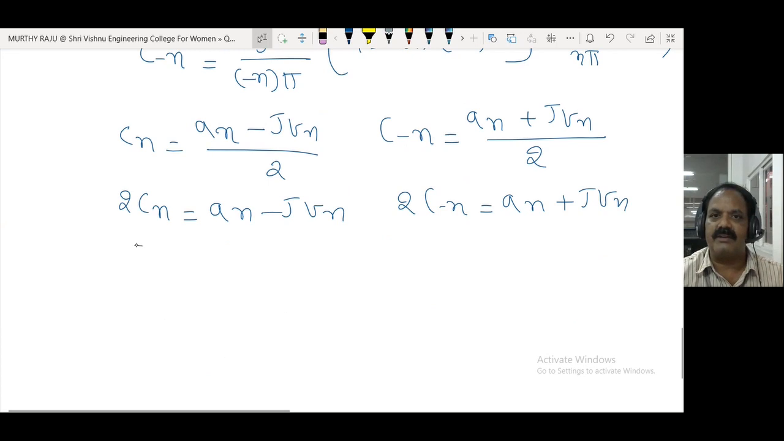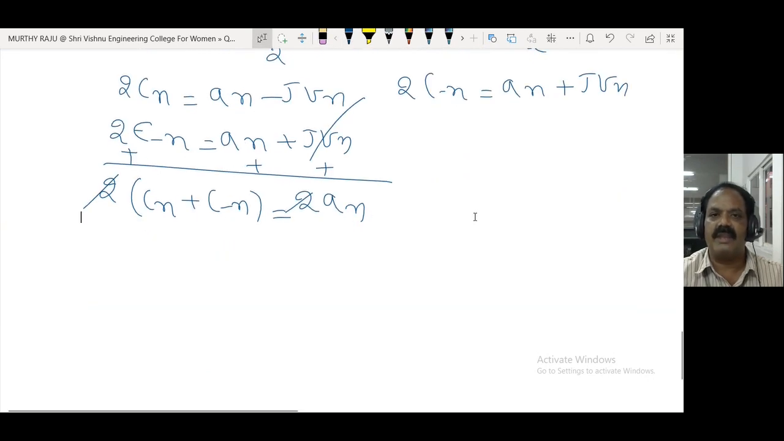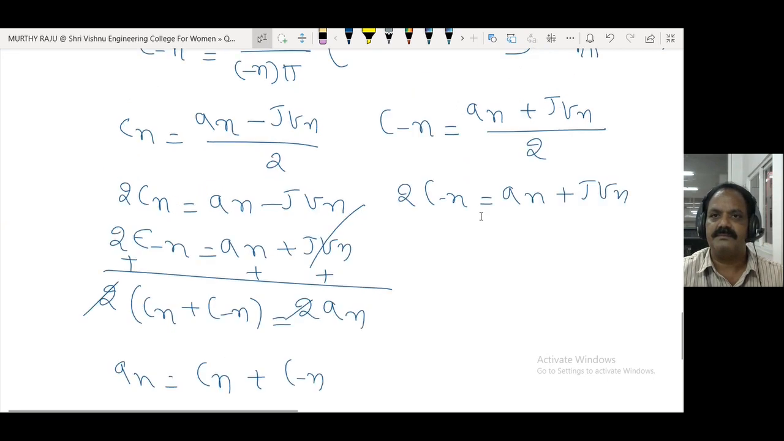Add these two equations here: 2C minus n is An plus jbn. Add these two, and the jbn terms cancel. 2 into Cn plus C minus n is 2An. Therefore, An is equal to Cn plus C minus n.